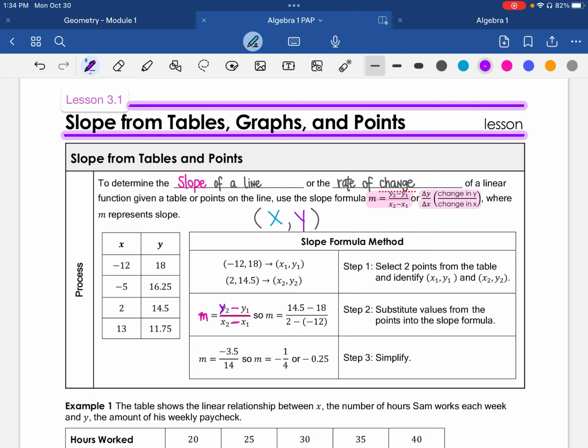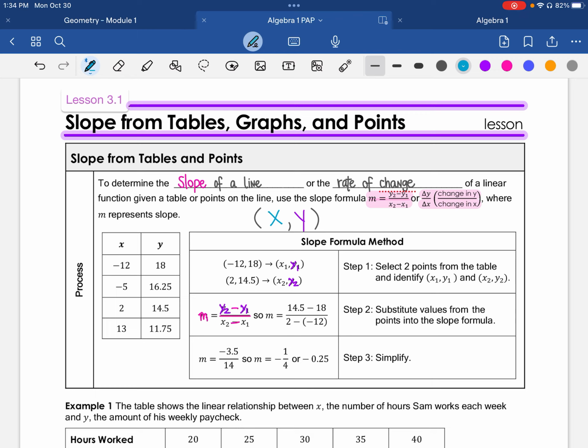Notice that I'm going to subtract y2, which comes from the second ordered pair, minus y1, which comes from my first ordered pair. The 1 and the 2 are subscripts, so we do nothing to the numbers themselves. They're just identifying which y we're talking about: the y from the second point, the y from the first point. They do nothing to the numbers 18 and 14.5.